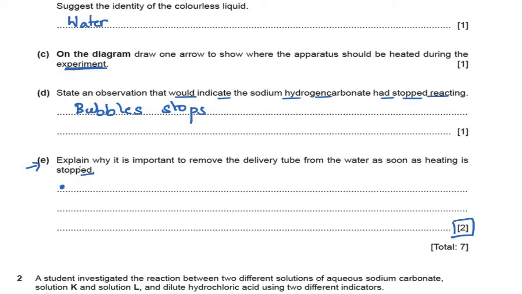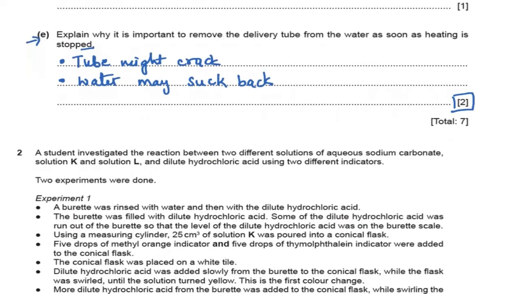So the first point I'll say is that the tube might crack if we don't remove it after heating. So this is how we write, the tube might crack, or you can write to avoid cracking of the tube, that is the boiling tube. And the second point is that the water may suck back inside the tube. So to avoid the sucking back of the water, it is important to remove the delivery tube from the water. These are the 2 points we'll be writing.